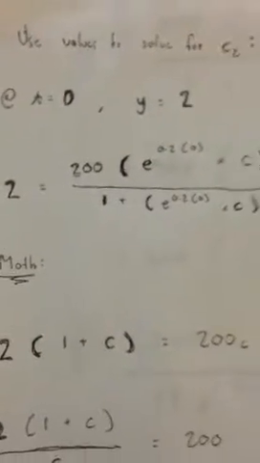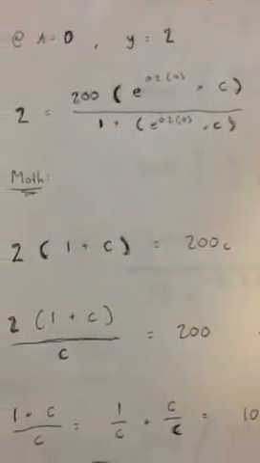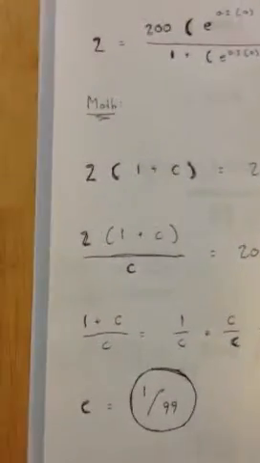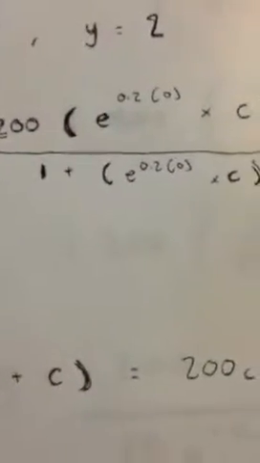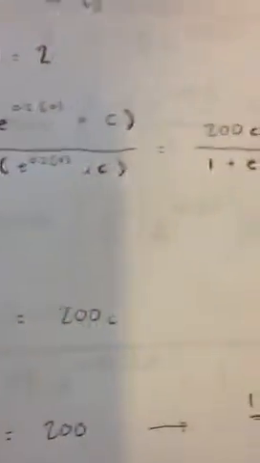So step 4, use the values for c2, and you're going to solve for c2. So at time equals 0, you know that there were 2 people that knew the rumor. And so your y is now 2, and everywhere you had a t, you put in a 0. So all of these e to the power of, your number 0.2 times 0 becomes e to the 0, so it's just a 1. And since you're multiplying by c, it's 1 times c, a coefficient of 1, so you have 200c over 1 plus c.